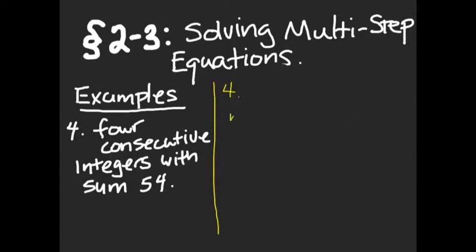So in this example, I want you to consider, let's call the number n. If the first number is n, the next number would be n plus 1. Let's actually write n there. Okay, n plus 1. The next number is going to be n plus 2. And the final number would be n plus 3. So if you look at these numbers, when I add them up, they should give me 54.